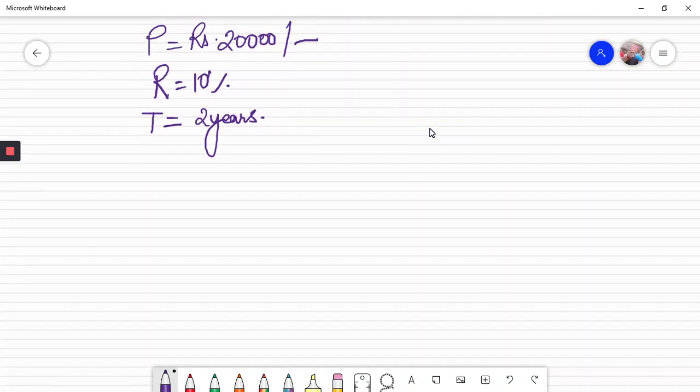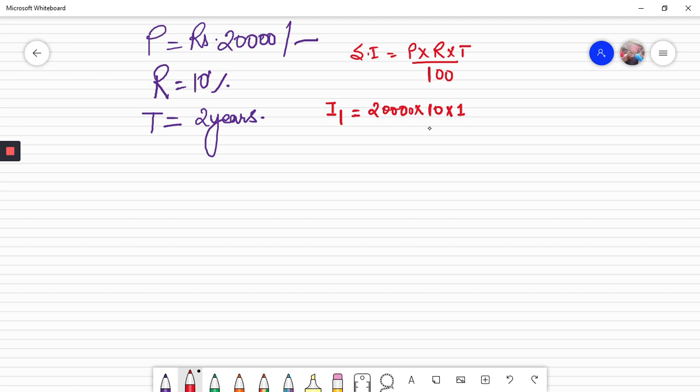So the formula for simple interest will be, SI is equal to principal into rate into time divided by 100. Since there are 2 years, we'll be doing the calculations year by year. So substituting values, interest for the first year will be equal to 20,000 into rate, that is 10. We are doing the calculations year by year, so I have taken the time as 1, divided by 100. So this will be equal to rupees 2,000.